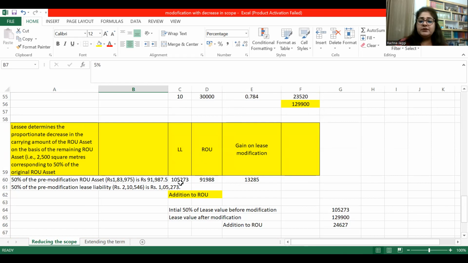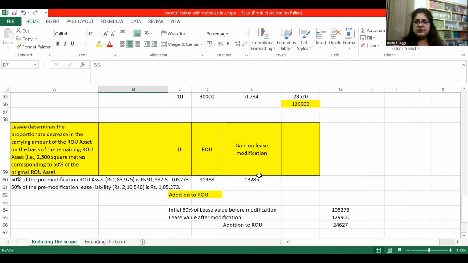Now I'll calculate the gain or loss on this portion. 1,05,273 minus 91,988 gives me the gain on lease of 13,285, right? So this is the gain which I'll book in my books of account on the modification.